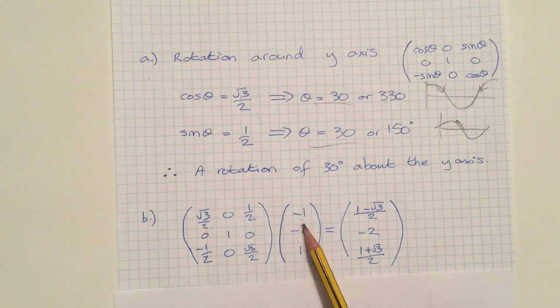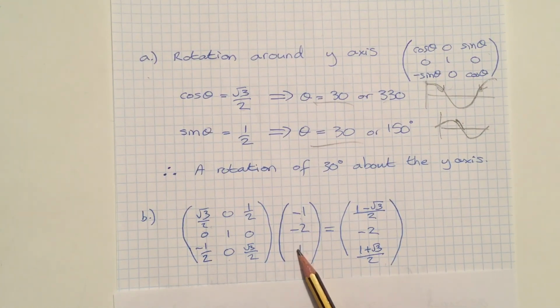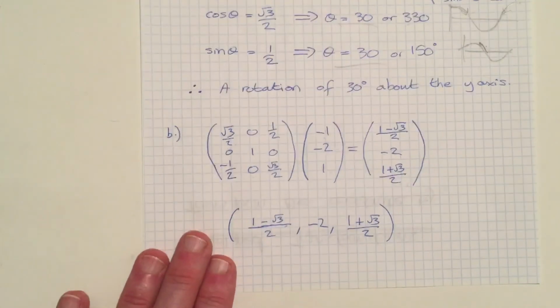So we're saying that when I rotate this 30 degrees around the y-axis, I get this, which should hopefully make sense. You can see the y-coordinate there has not been changed because we're rotating around the y-axis. Obviously the x and the z have been changed. So there we go.